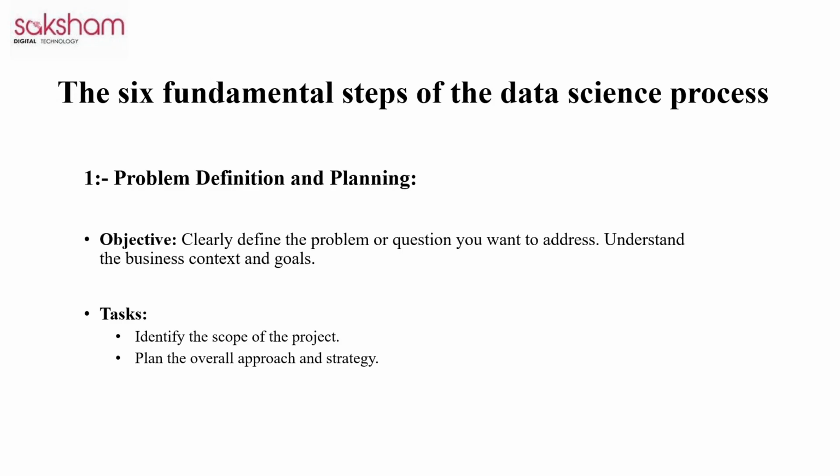And in this step there are some tasks, like identify the scope of the project. I just say you identify the scope of the project, what the scope of the project is, and plan the overall approach and strategy: what you do in the next step, what you want to find with this data, what you want to recommend with this data, what you want to visualize with the data. This is the first process. You plan each and everything. This is the first step, the main step of the data science process.